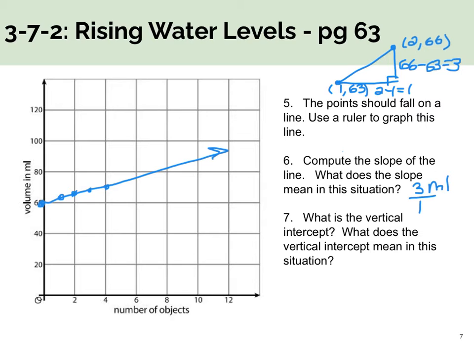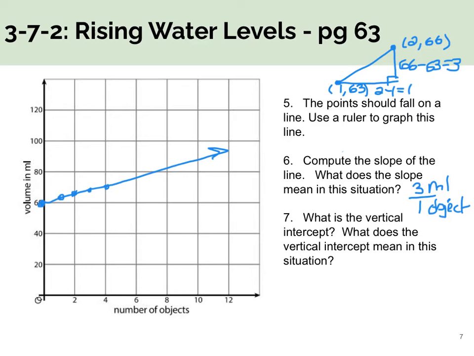Okay. And then what is the horizontal? Again, those pull from the bottom. That's number of objects. So we're going to say objects, 1 object. So what does this actually mean as far as the slope? So it's 3 over 1, so it's 3 milliliters per 1 object.